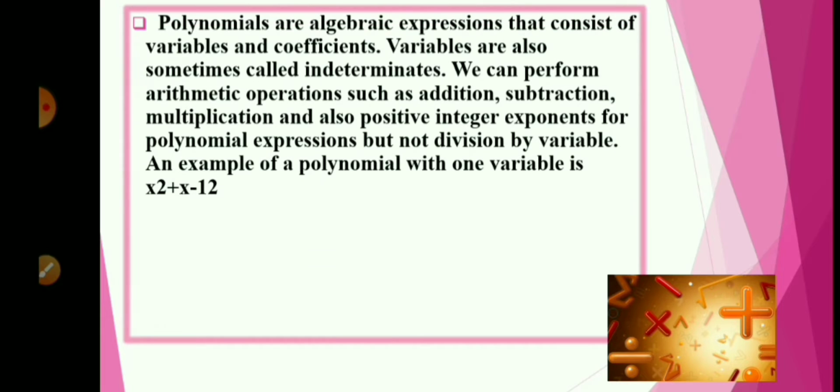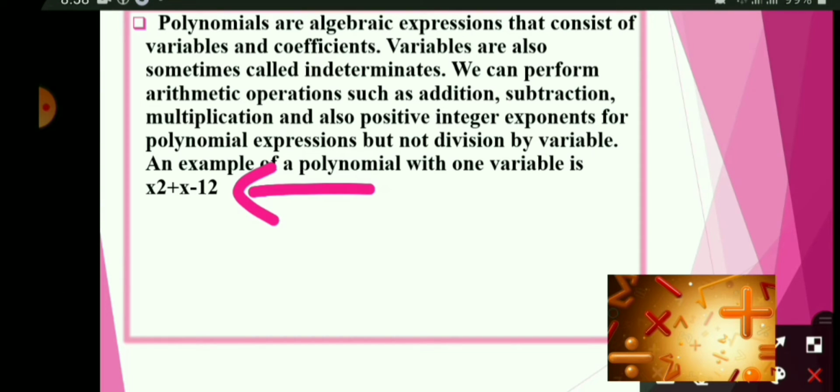Polynomials are algebraic expressions that consist of variables and coefficients. Variables are also sometimes called indeterminates, so we can perform arithmetic operations such as addition, subtraction, multiplication, and also positive integer exponents for polynomial expressions, but not division by a variable. An example of a polynomial with one variable is x squared plus x minus 12. What is the variable here in this example? It is the x, and our coefficients are 1, 1, and 12.